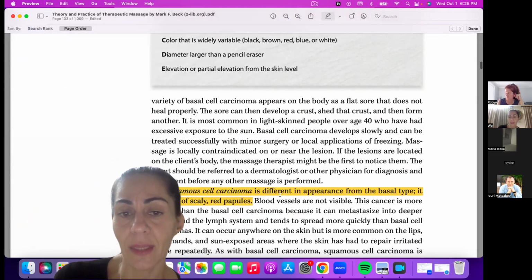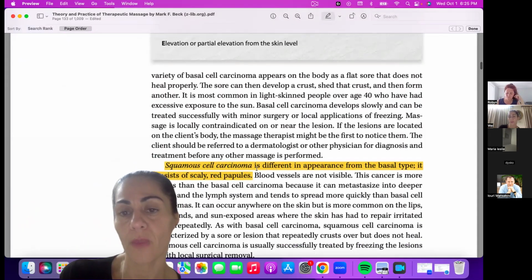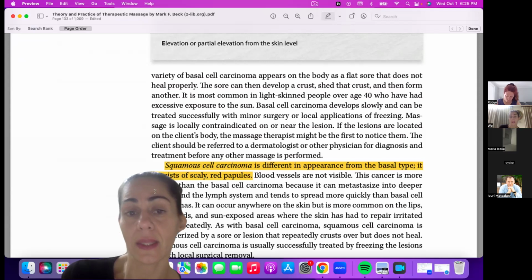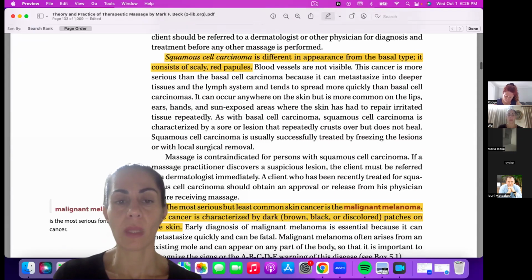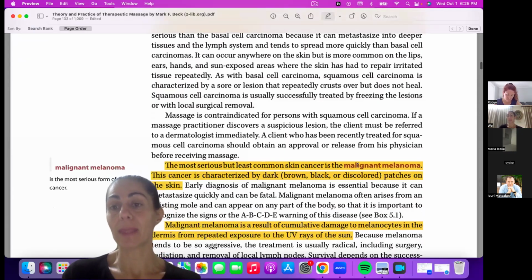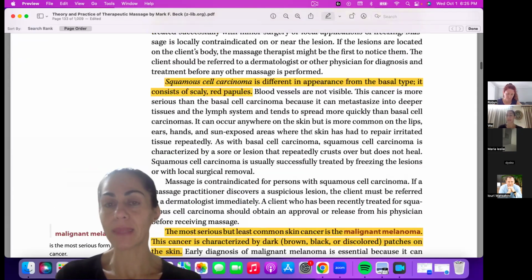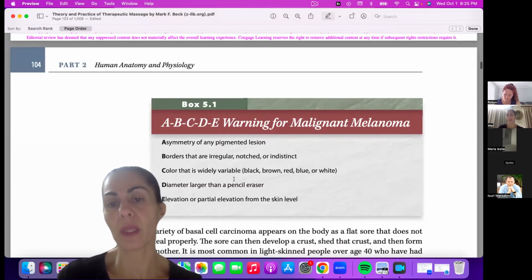The second type is called squamous cell carcinoma. It's different in appearance from the basal type. It consists of scaly red papules. And the most serious but least common cancer is the malignant melanoma. Signs of malignant melanoma.